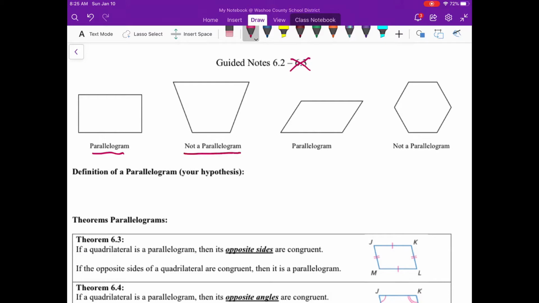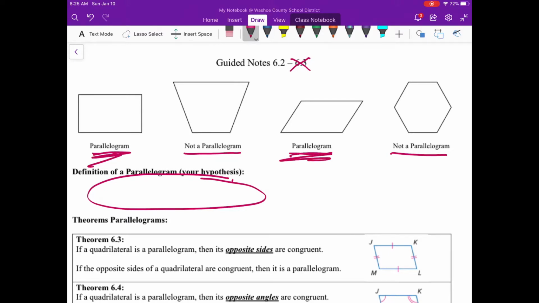So looking at these four pictures here, this is a parallelogram, this one's not a parallelogram, this one is a parallelogram, this one's not a parallelogram. Just looking at these four pictures, try to think about why some of them are parallelograms and why some of them are not. Okay, go ahead and write in a few words why you think that is. So why are the first and the third parallelograms, but the other two not?